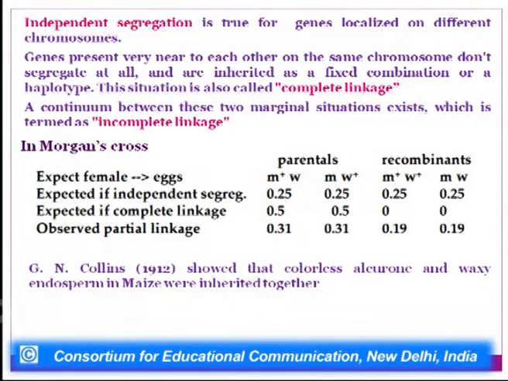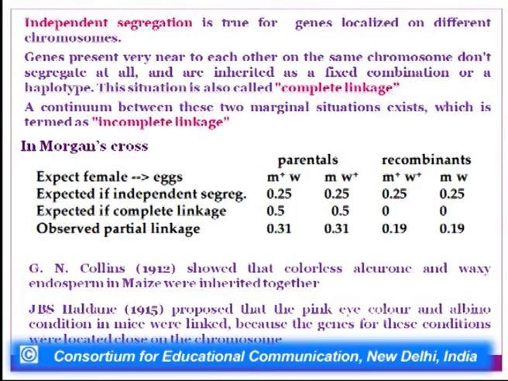The other examples: Collins showed that colorless aleurone and waxy endosperm in maize were inherited together. J.B.S. Haldane proposed that the pink eye color and albino condition in mice were linked because the genes for these conditions were located close together on the chromosome.